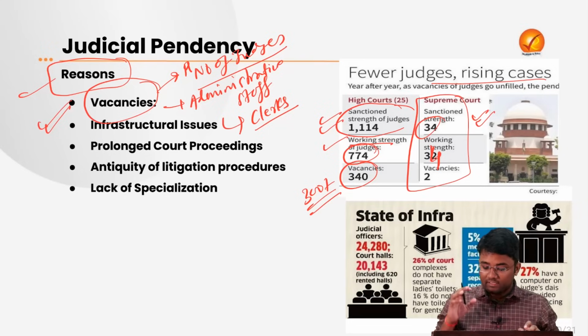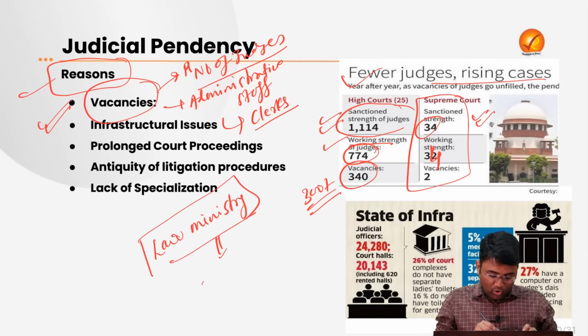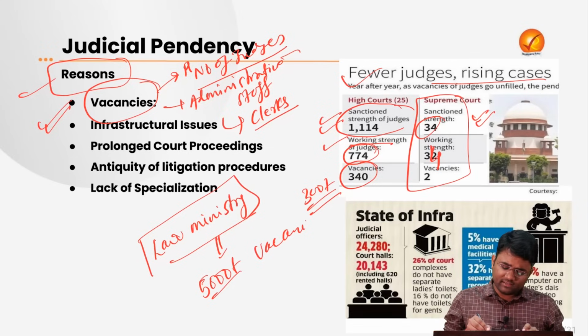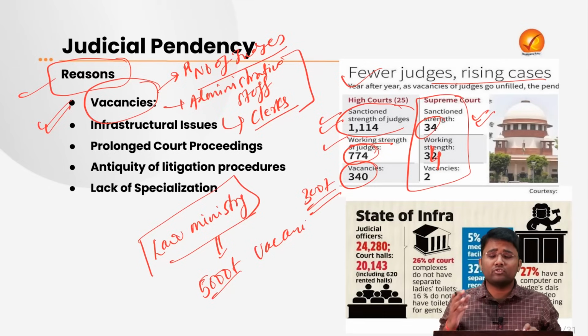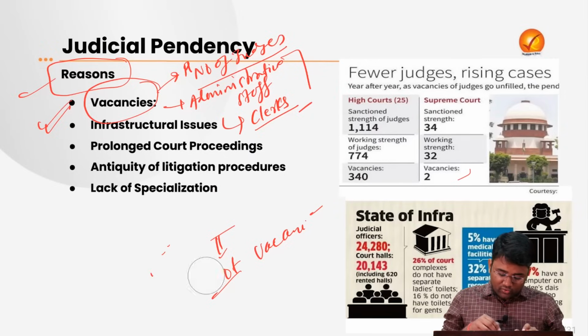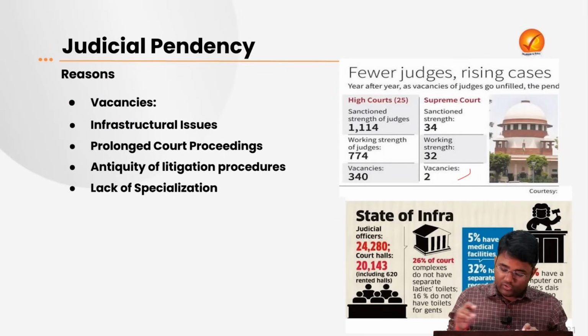Now coming back to the judicial vacancies. Apart from the High Courts, as per the data of the Law Ministry, almost 5,000 plus vacancies are there in the lower judiciary, and that is also one of the reasons for the higher judicial pendency. Among administrative staff and clerks, Uttar Pradesh is one of the states with a very high number of vacancies. So this high number of vacancies is one of the important reasons for the high judicial pendency.